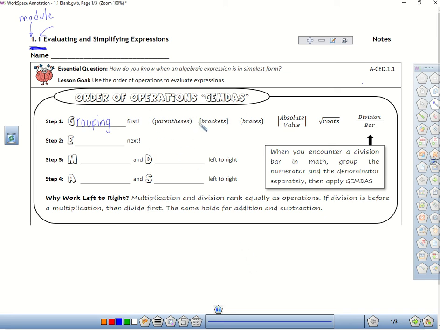Parentheses is one type of grouping, but we can also have brackets, braces, absolute values, roots, and division bar. Now when we're talking about a division bar, this can indicate division, but it also can indicate that we're separating two sections of expressions that are considered a pair of grouping. Next would be exponents. And then step 3 is multiplication and division.